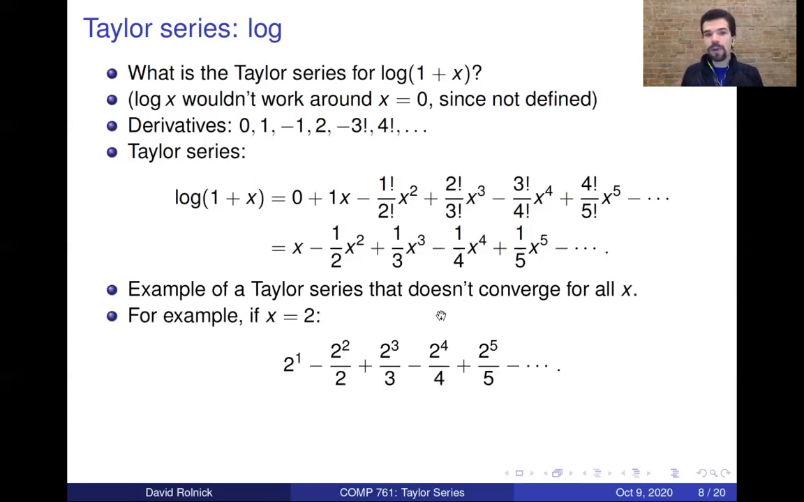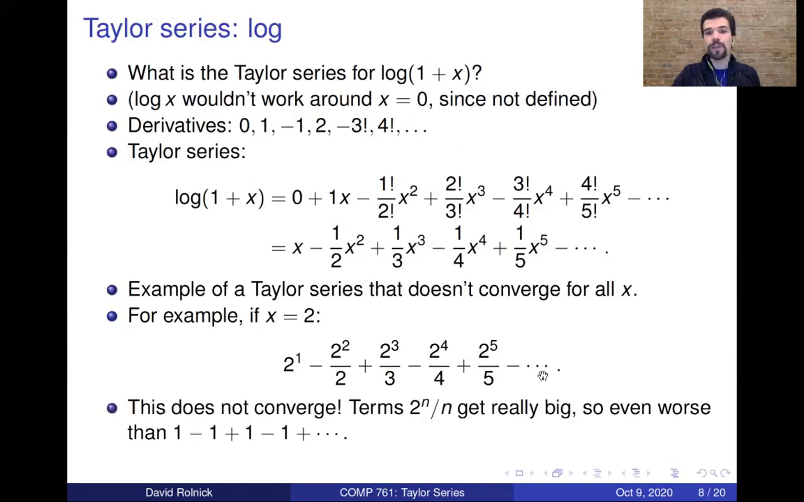For example, if you put in x equals 2 here, this makes us sad. The reason is these things are getting big. Like 2 to the 5 is much bigger than 5. 2 to the 100 is way bigger than 100. And so if we thought that 1 minus 1 plus 1 minus 1 is bad, this is way worse because these terms are getting bigger.